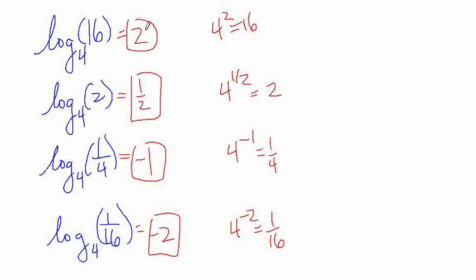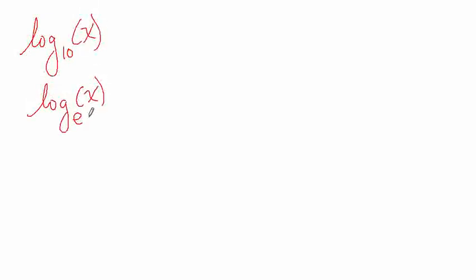There are a couple of bases that show up more often than any other bases. Okay? They are the following. The log to the base 10 and the log to the base e, where remember e was that irrational, never repeating, never terminating decimal. e equals 2.71828... Okay?